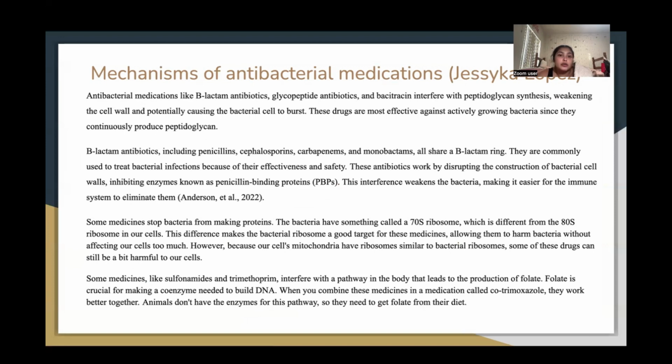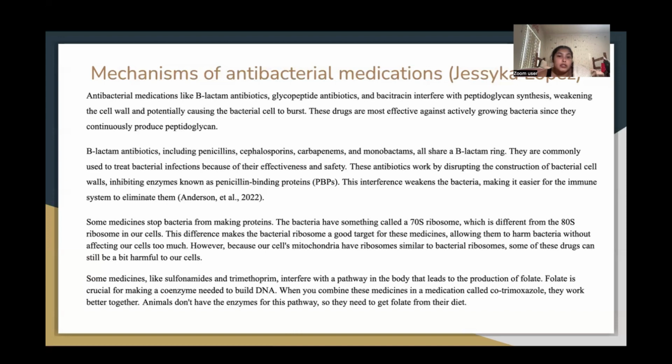Beta-lactam antibiotics, including penicillins, cephalosporins, carbapenems, and monobactams, all share a beta-lactam ring. They are commonly used to treat bacterial infections because of their effectiveness and safety. These antibiotics work by disrupting the construction of bacterial cell walls, inhibiting enzymes known as penicillin-binding proteins. This interference weakens the bacteria, making it easier for the immune system to eliminate them.